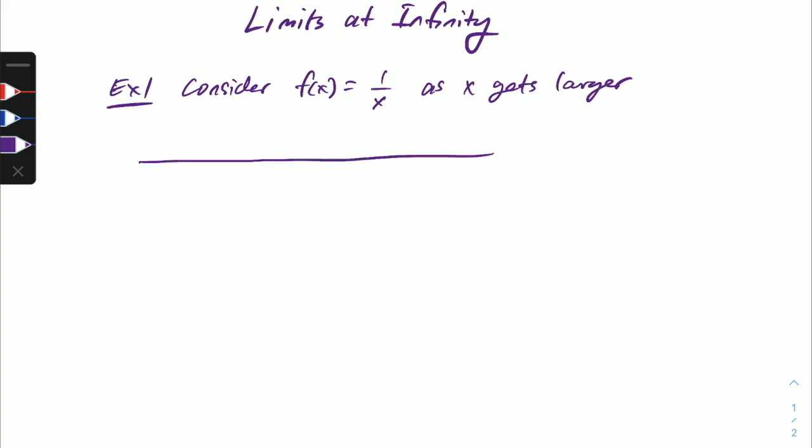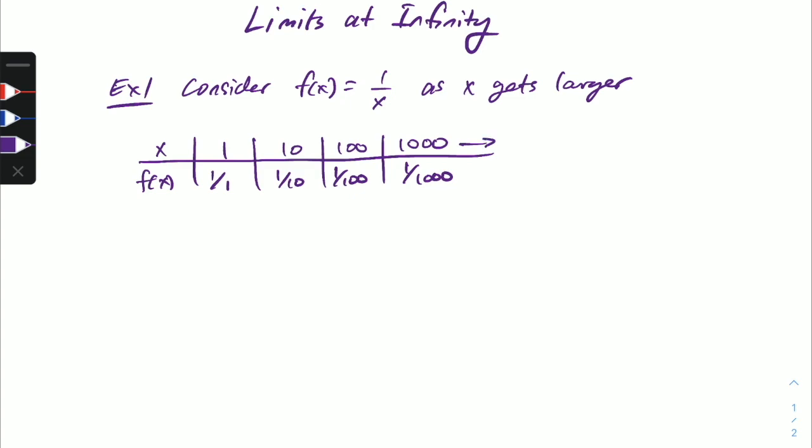Okay, we'll make a table to analyze this function. So we'll have one row here for the inputs. We're going to put in 1, 10, 100, and 1,000. And then we'll put the outputs. So if we put 1 into this function, we get 1 over 1, which is 1. 10, we get 1 over 10, and then 1 over 100, and then 1 over 1,000.